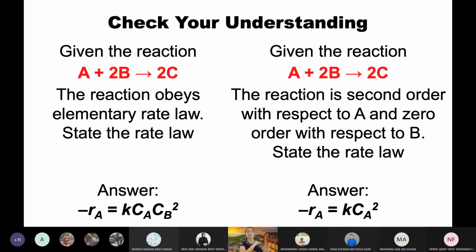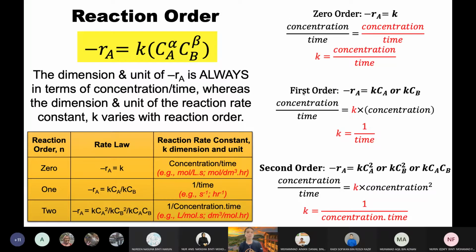So the mechanism can be different mechanism, but the rate law must be based on one mechanism, or I would say the most significant rate determining step. So rate determining step itulah yang kita akan dapatkan rate law dia. So don't be surprised kalau rate law dia tak mengikut persamaan kimia. That's very common if you have reaction with different mechanism. Okay, yang penting kamu kena faham beza elementary rate law dan non-elementary rate law.